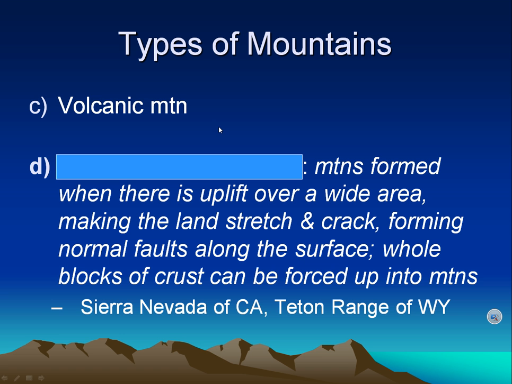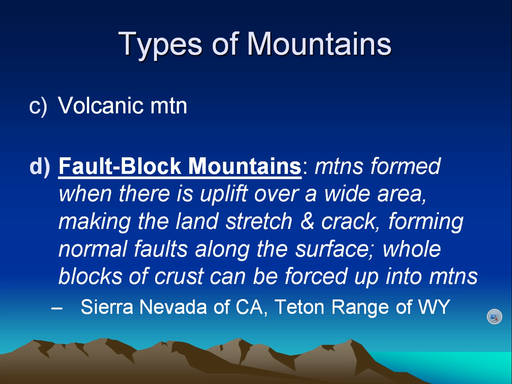We also have volcanoes, which we've discovered before, which are where lava is erupting towards the surface. And finally, we've got what we call fault block mountains. These are mountains formed where there's uplift, making the land stretch and crack, producing faults. And these are formed from tension. It's where the area is being stretched apart.